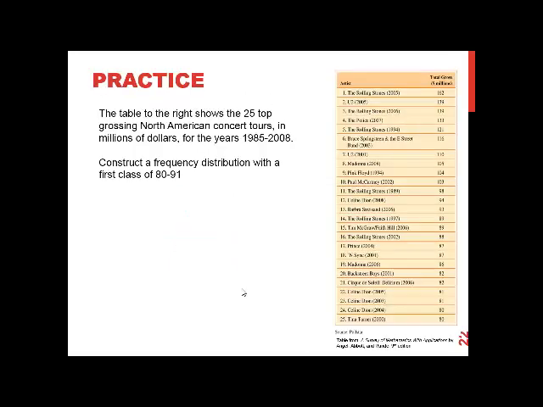Alright, now let's get into a histogram. This will be good practice for us. We'll start with creating a frequency distribution, then we'll make a histogram, and then we'll make a frequency polygon.